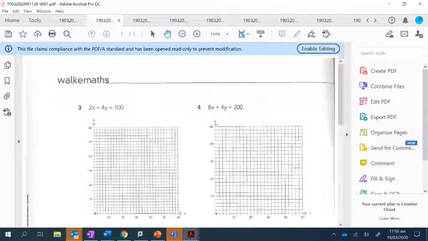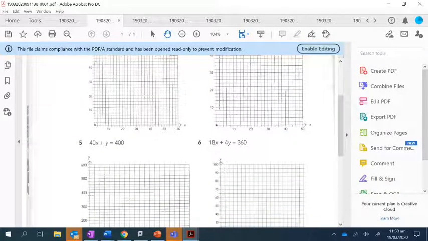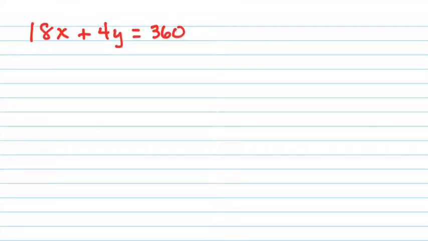So they just go into your homework where you have some of these. Let's look at another one. Let's look at number 6. I'm going to write it on plain paper though, because plain paper just works better. So it's 18x plus 4y equals 360. All right, we're going to graph this using the intercepts.